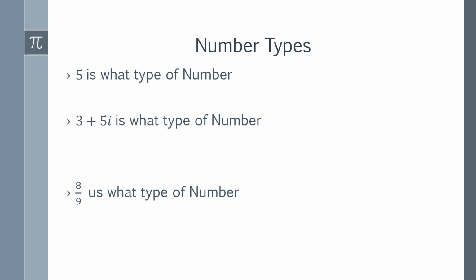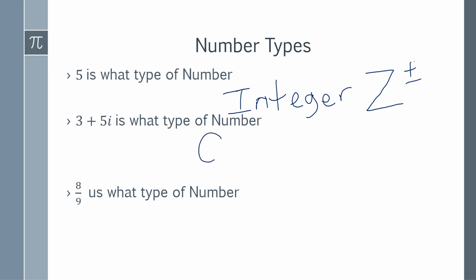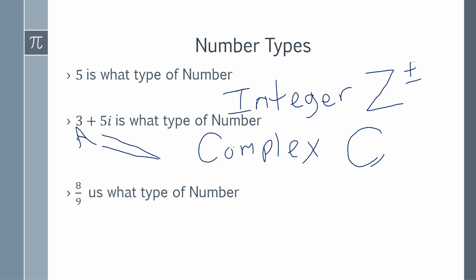So talk to me. 5 is what type of number? It's an integer. And what letter do we use to denote an integer? Z. Plus or minus. But we use Z to talk about an integer. So 3 plus 5i, what type of number is that? It is complex. And what letter do we use to describe complex? C. Alright. Remember, a complex number has a real number and an imaginary number. So it has two pieces.